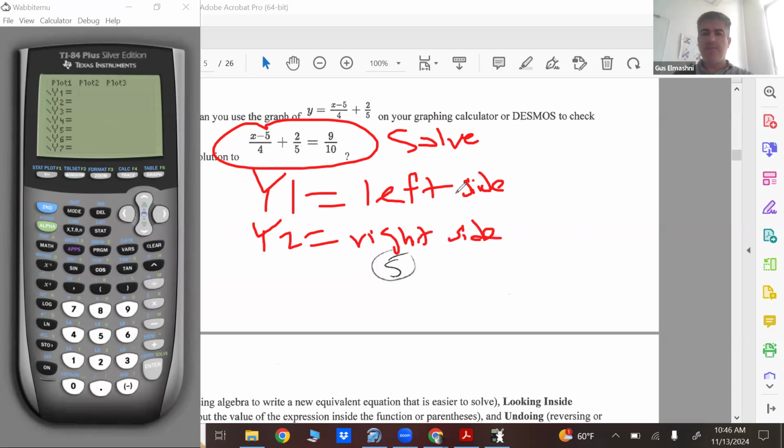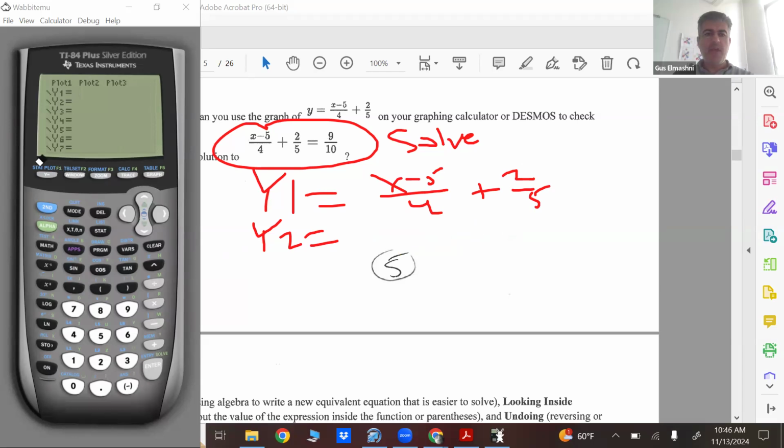So what's my left side? My left side is going to be x minus 5/4 plus 2/5. What's my right side going to be? Simply 9/10. And what I'm looking for, I'm going to abbreviate as POI, point of intersection. I'm looking for the point of intersection, okay?